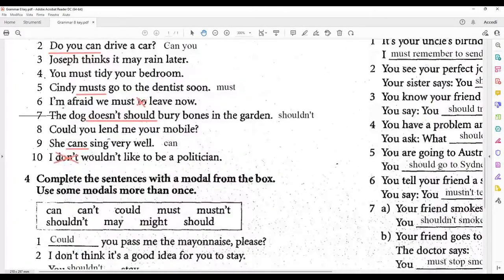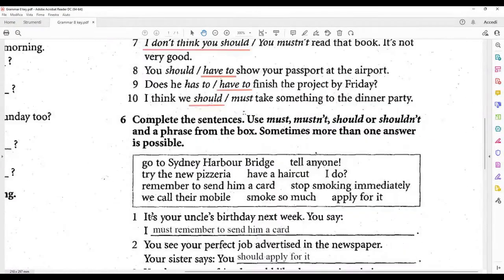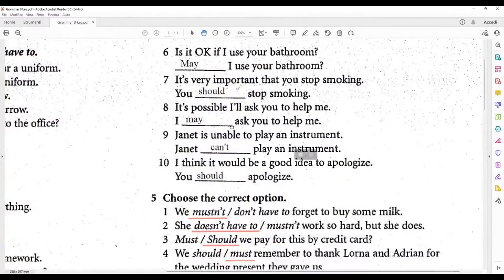In this other example, it might be hot next week. It's possible, you know. I think it will be hot next week, but the possibility is not up to me. You know, I really cannot change the weather. It's a guess, but the weather is uncertain, right? So might is weaker than may. May is stronger than might.